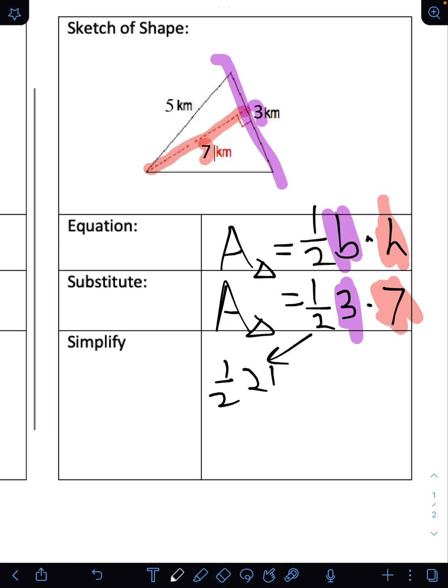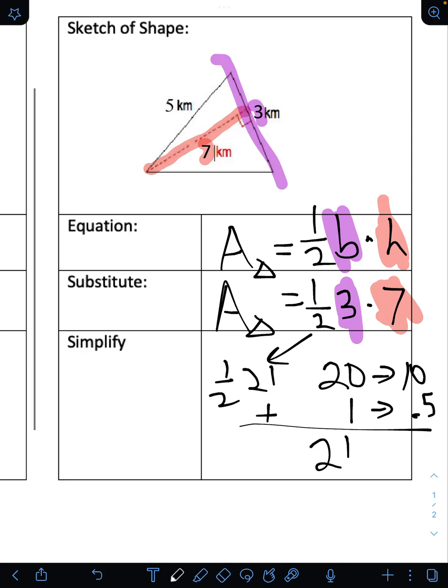How about we just find half of a number that's really close to 21, like maybe a little under or over? Like, what about half of 20? Well, that's 10. And 20 is just 1 away from 21. Well, what's half of 1? Well, that's 0.5. So 20 plus 1 is 21, and 10 plus 0.5 is 10.5. There we go. We just found the area.